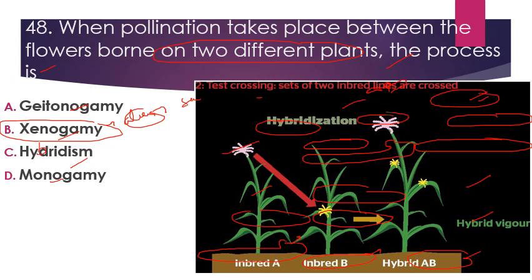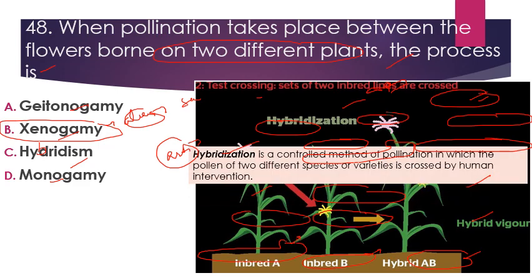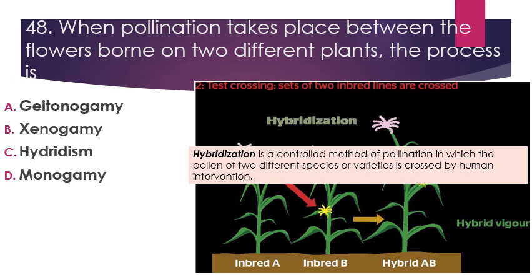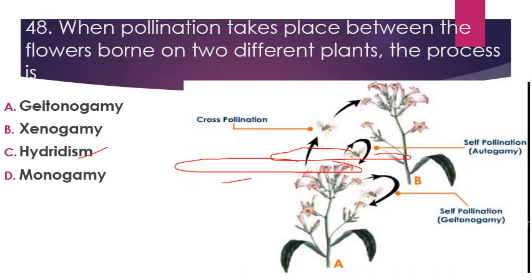Next is hybridization or hybridism. This is an artificial method of pollination which is used to bring about superior cultivars. So hybridization is a controlled method of pollination. It is under the control of the will of a scientist. It is a controlled method of pollination in which the pollen of two different species or varieties is crossed by human intervention. So that is called hybridism. The next is monogamy. Monogamy means the plant species produces pollen and fuses with only a single plant species or the same plant species once in a lifetime.